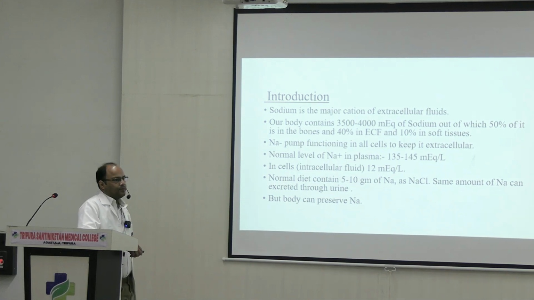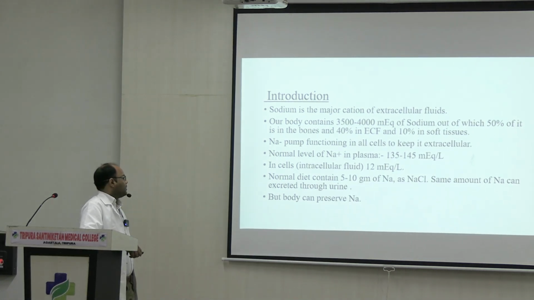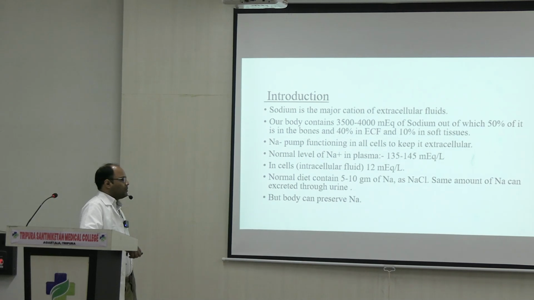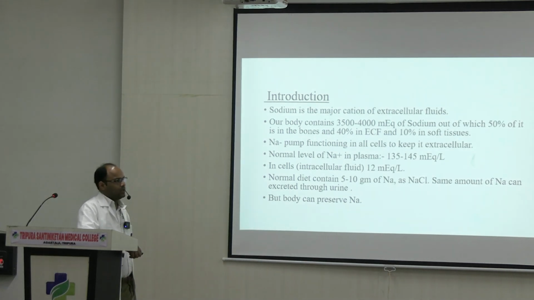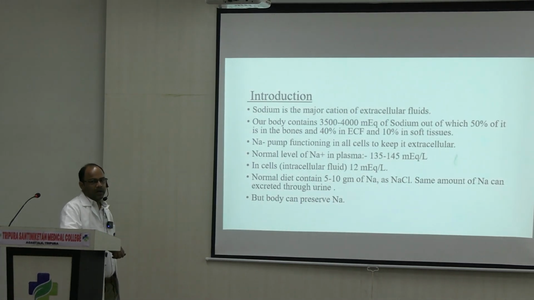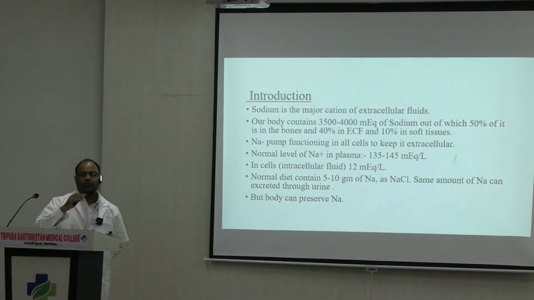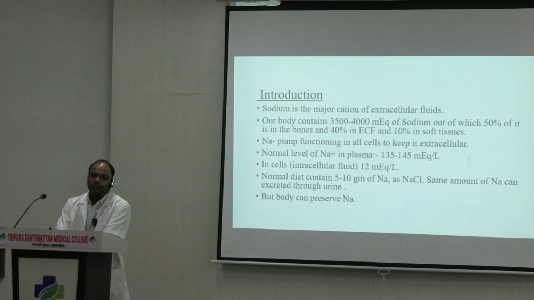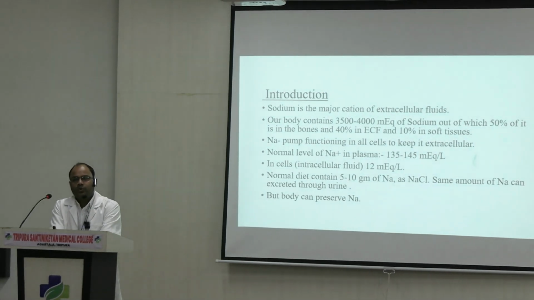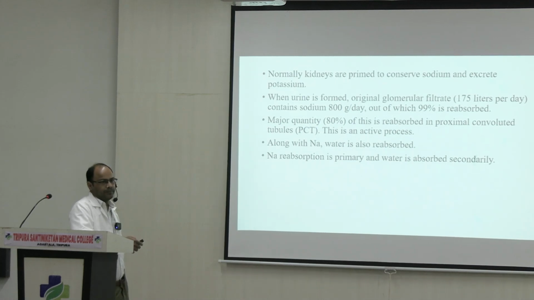In a normal diet, we consume sodium mostly in the form of sodium chloride, that is salt, up to 5 to 10 grams. But the same amount can be excreted through urine by the kidney. But in our body, the kidney can preserve sodium up to 99%, because sodium follows water, so it maintains blood volume and fluid volume. The kidney preserves sodium but excretes potassium. I am coming to that later.